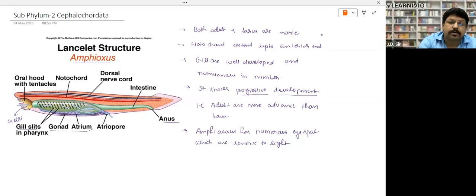So this was the second subphylum, Cephalochordata. Look, cephalo means head, and chordata means notochord. So the notochord runs up to the head. That's why this phylum is known as Cephalochordata. Cephalus means the brain part. Go through it and tell me if you have any doubt.